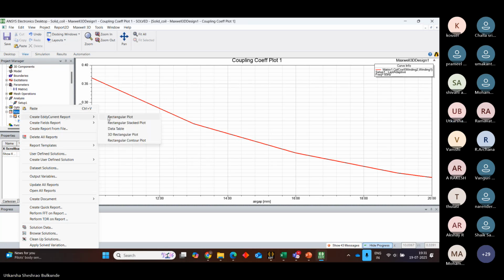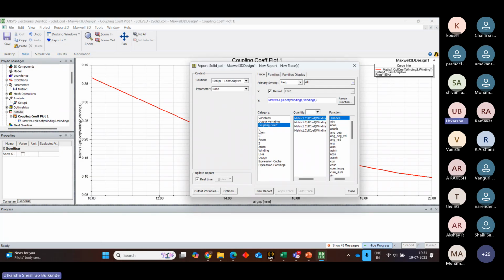Then we will see how your self inductance and mutual inductance are varying. So this is for winding 1 and 1, which is the self inductance of the transmitter coil. Winding 2 and 1 is your mutual inductance, right? And 2 and 2 is the self inductance of your receiver coil, right?